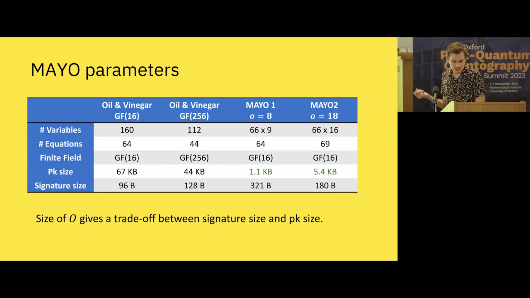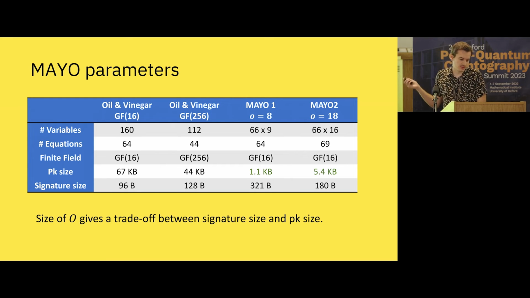For MAYO 1, the public key size is only 1.1 kilobytes, so it's really much smaller than oil and vinegar. That's the problem that we solve with MAYO. The signature size is a little bit bigger, like a factor 2 or 3 bigger than oil and vinegar. And for MAYO 2, we do a slightly different trade-off where we have a somewhat larger public key, 5 kilobytes, but smaller signatures, like 180 bytes.